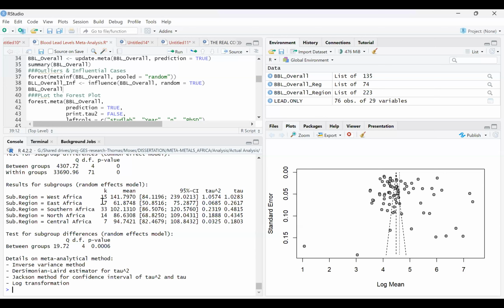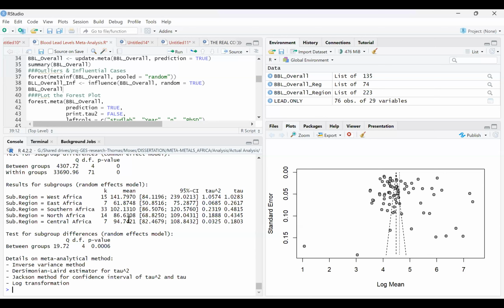If you never read before, around 2010, there was an outbreak of lead poisoning, and over 400 children died instantly. So it's very polluted. And I think that is why the confidence interval is very huge, because that area was reported very high amounts. And we have East Africa, 7 studies coming from there, with a mean of 61 point something. And then South Africa, 33 studies with 102. And we have North Africa, 14 studies, 86. And we have Central Africa, 94 point something.